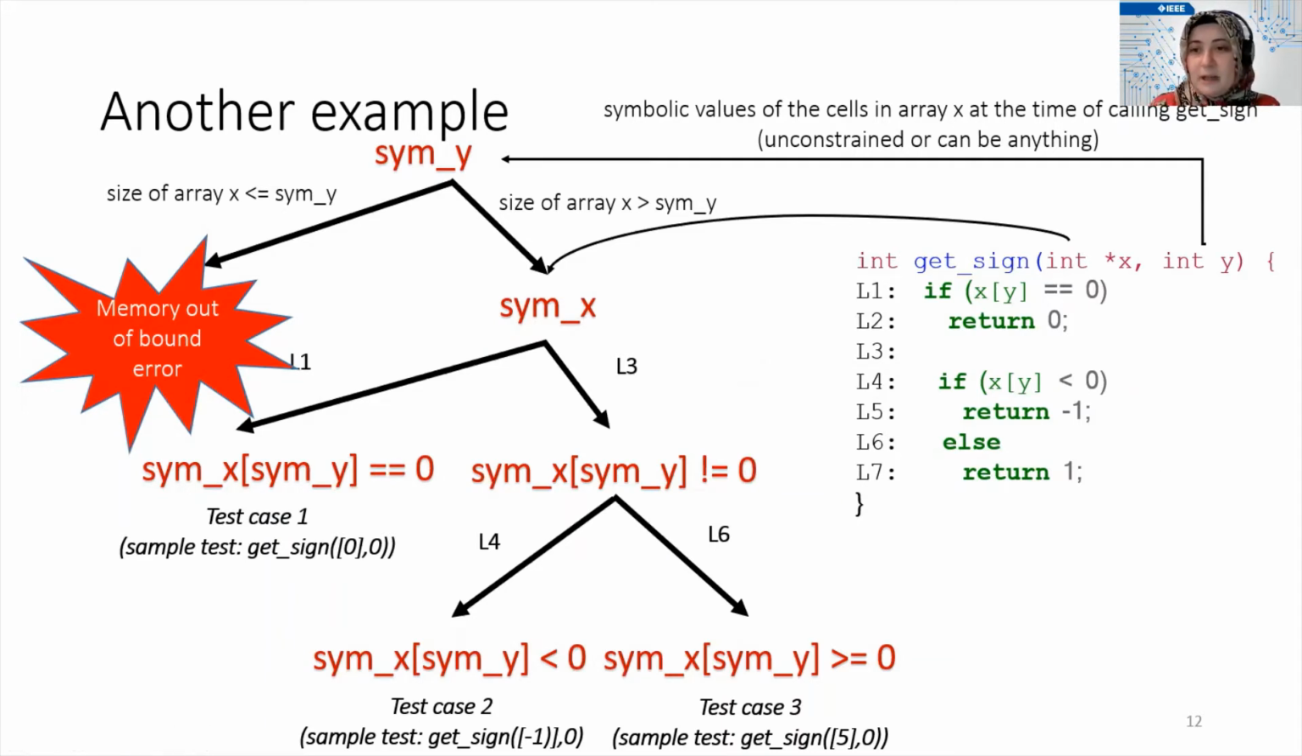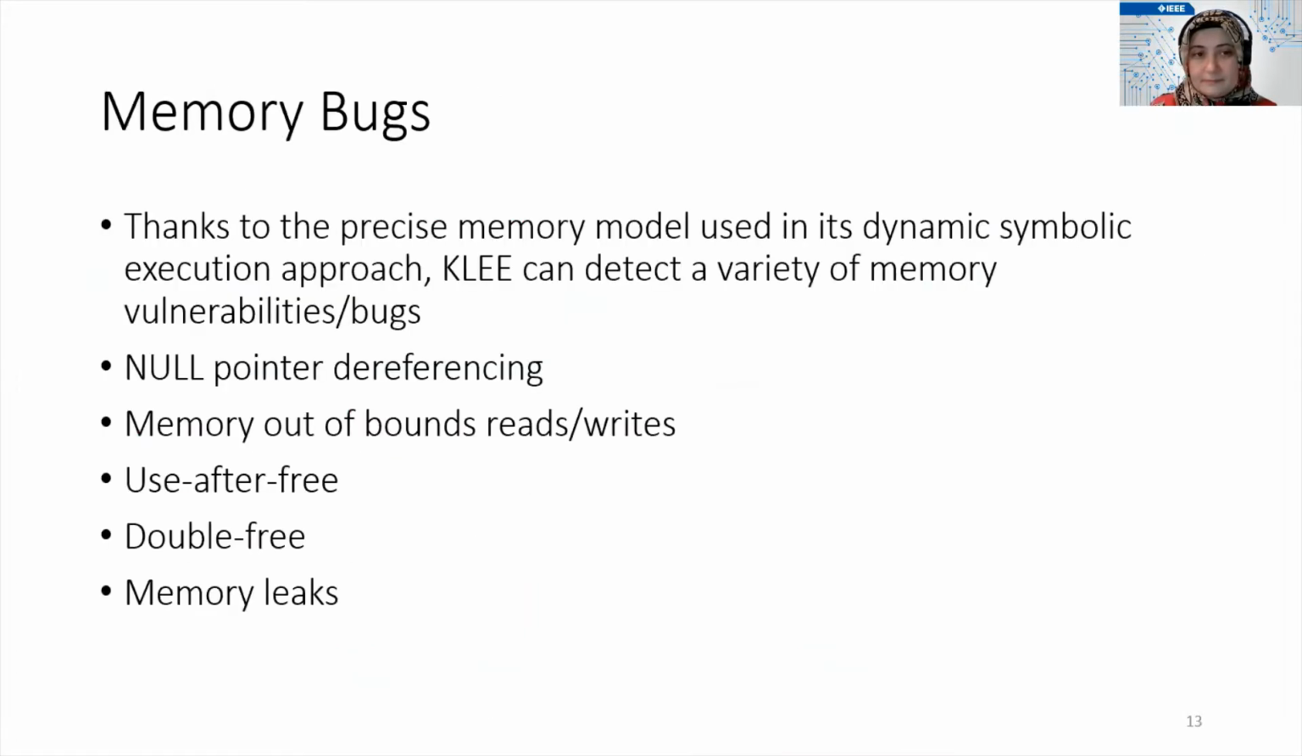One benefit of symbolic execution, or dynamic symbolic execution in general, is that it can actually detect memory errors due to precise representation of memory objects. The types of memory errors that can be detected by KLEE include null pointer dereferencing, memory out of bounds reads or writes, use after free, double free, and memory leaks with some modeling effort, especially if you want to reduce false positives.